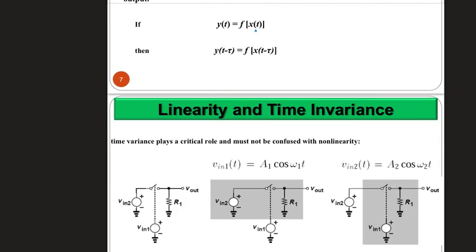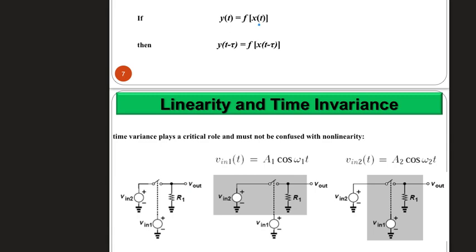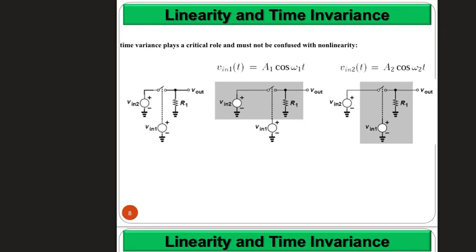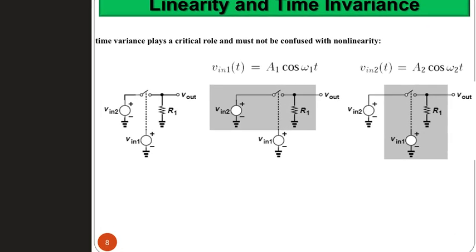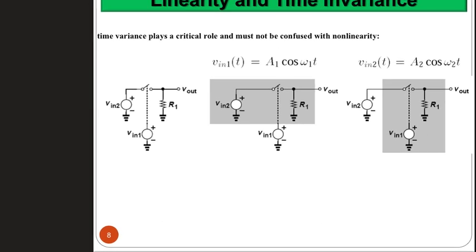Okay? So let's move on and check if you understood linearity and time invariance. So the system that you see over here is composed of two input voltages, VN1 and VN2, and an output measured across resistance R1. And VN1 is controlling a switch. That's the only thing it does to this circuit. What's the behavior of this control? If the input voltage VN1 is positive, the switch is closed. If the input voltage VN1 is negative, the switch is open.